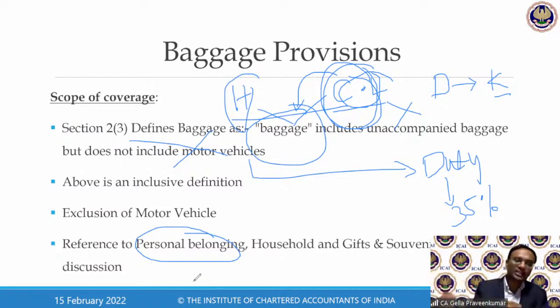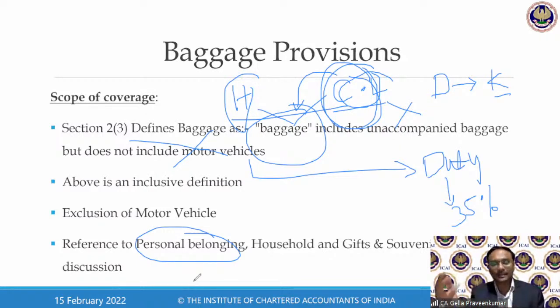When I carry a cot, it's not a personal belonging. I have purchased a cot. It is not a regular day-to-day usage thing. I cannot call that a personal belonging. Sir, I visited Singapore. While coming back, I brought 10 hens with me, living animals. It is not personal belonging. So I have brought pet animals. Again, it's not personal belonging.